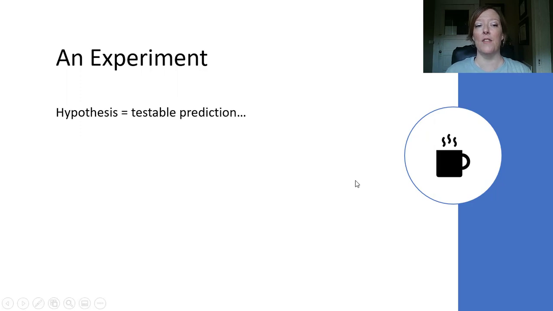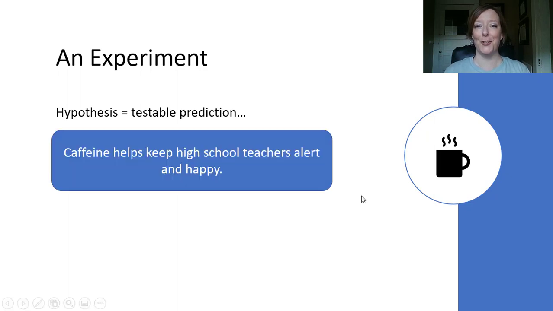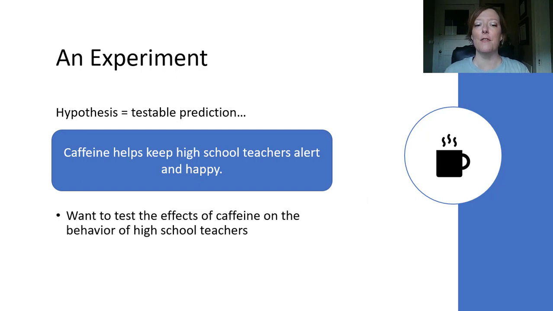So first of all, you have a hypothesis. This is a testable prediction, an if-then statement. If teachers at our high school drink coffee, drink caffeine, they will stay alert and happy. That is a hypothesis. It's a testable prediction. So what do we want to do? We want to test the effects of caffeine on the behavior of high school teachers. We want to look and see what effects caffeine causes in these teachers.